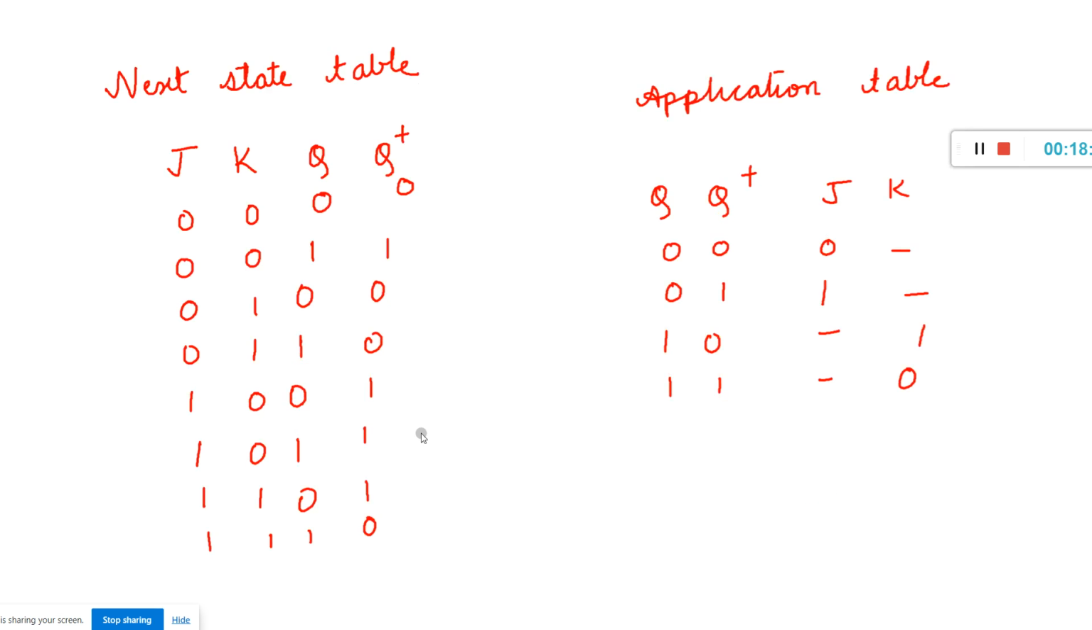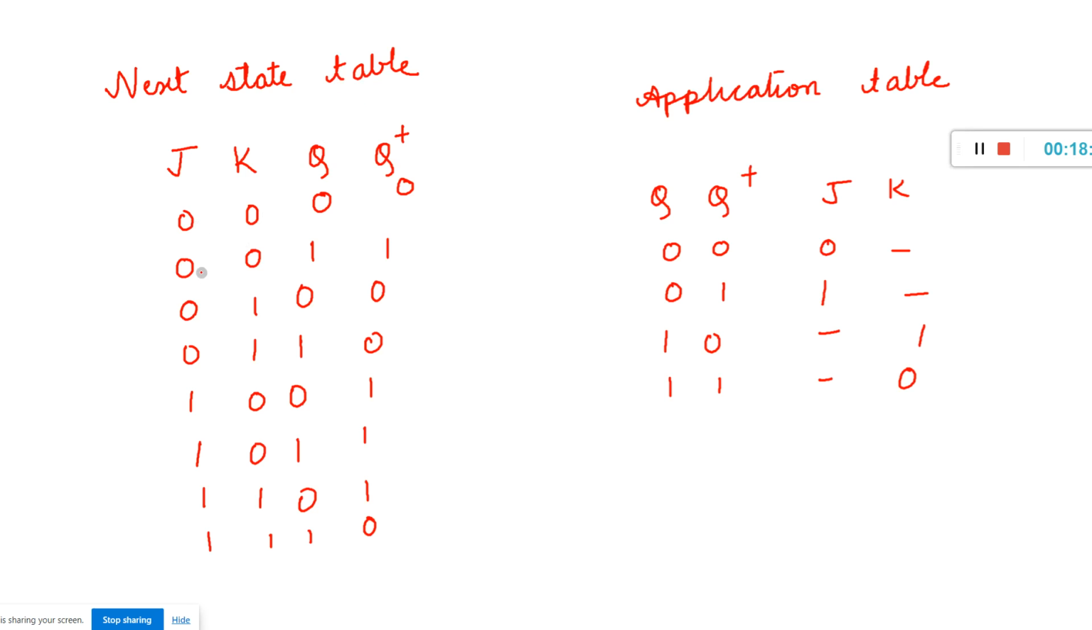Okay, so here students, before I start the design, you should know the next state table, you should also know the application table. Now let me teach you the next state table. I have already taught you this while solving characteristic equations. We have all written the next state table. So once again for your reference, okay.